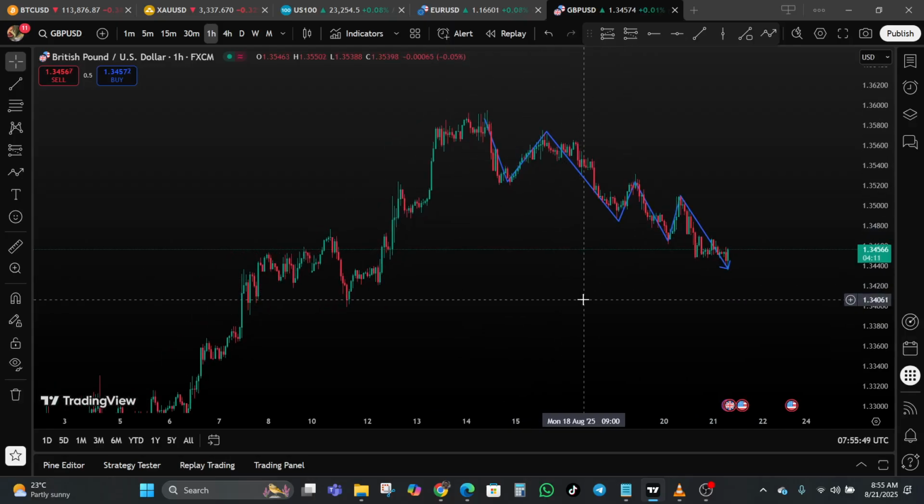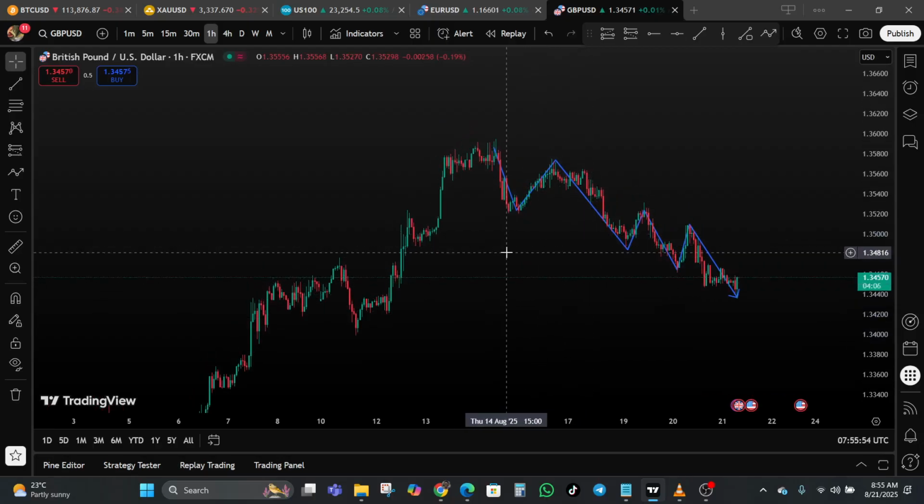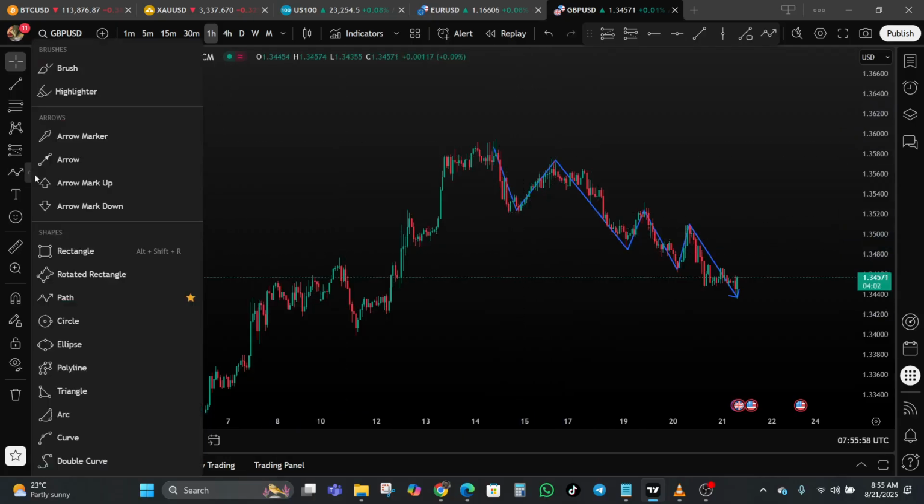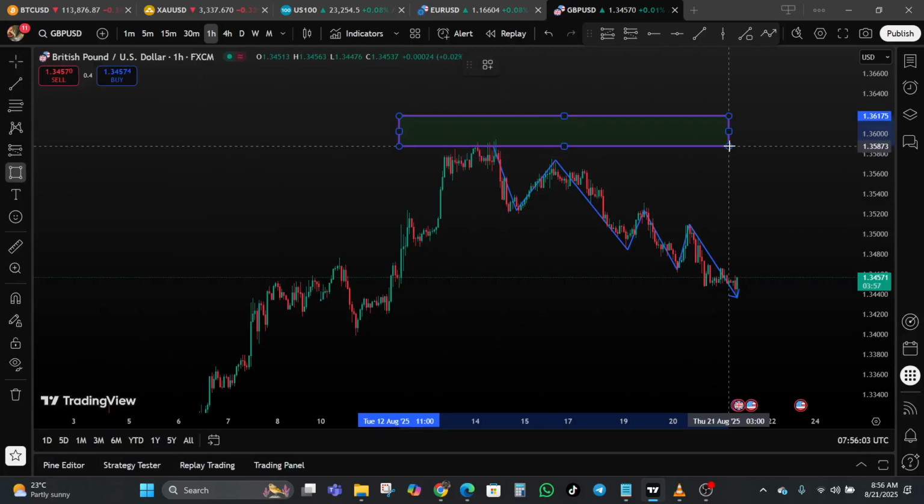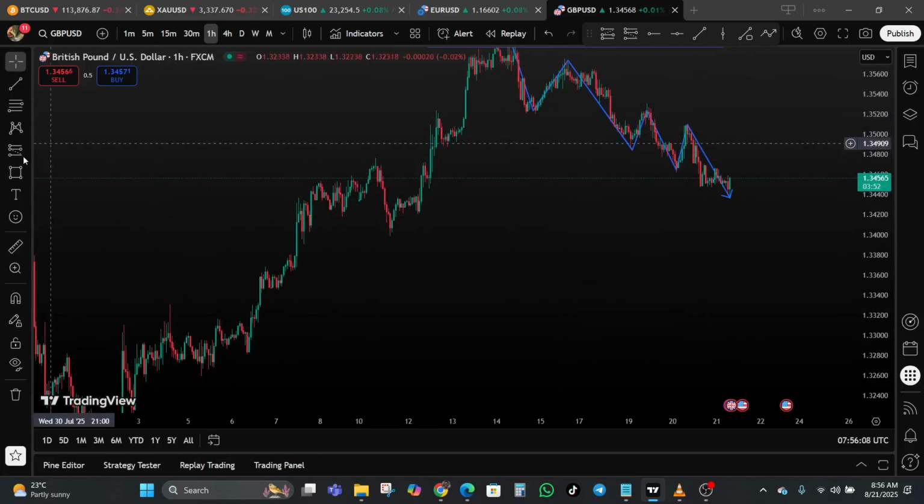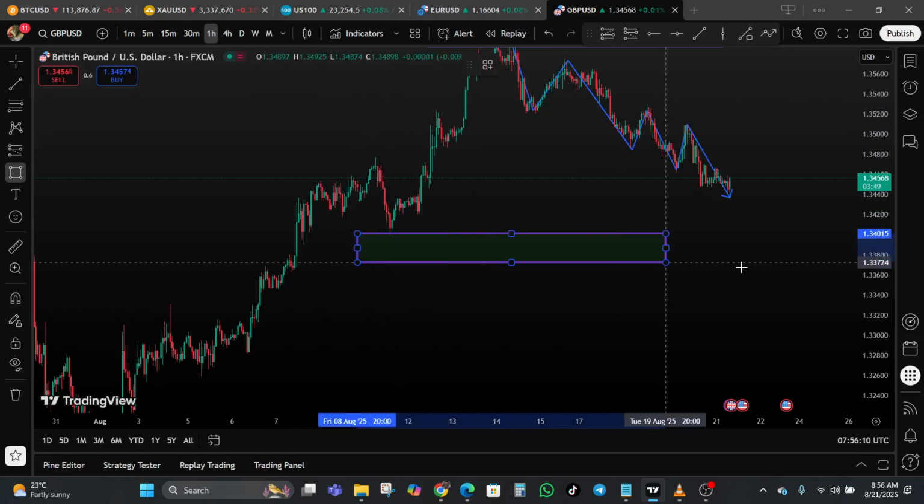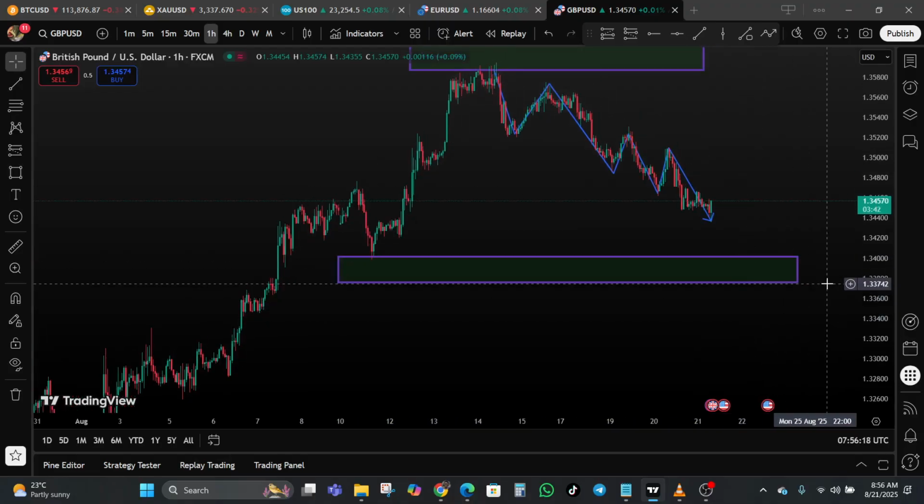Liquidity pools are areas where stop losses and pending orders are sitting. It's often above recent highs or below recent lows. Institutions or smart money target these levels to gather the liquidity they need to place large orders.